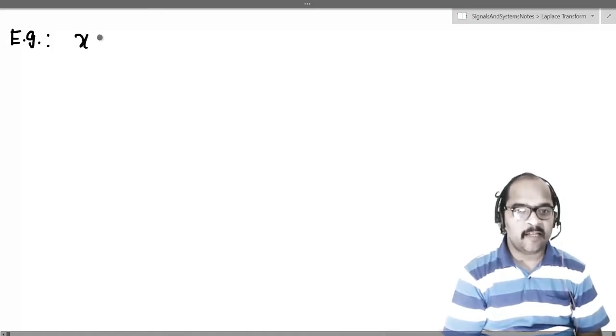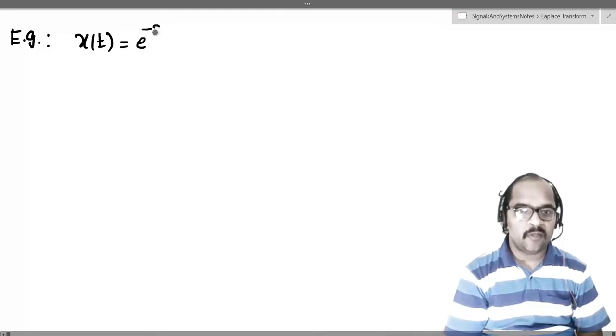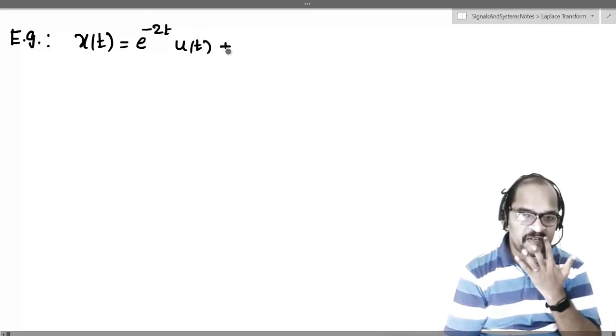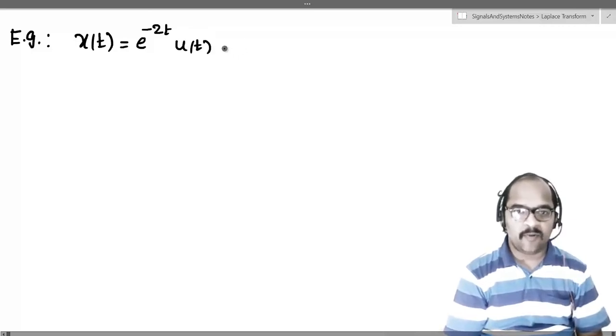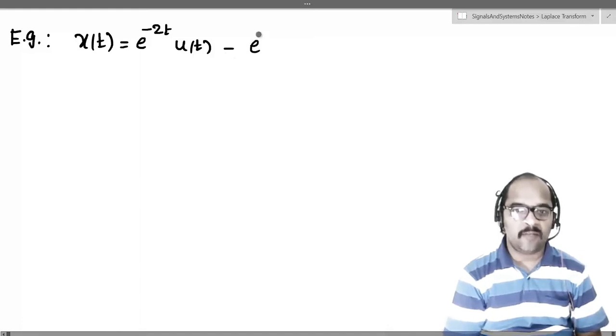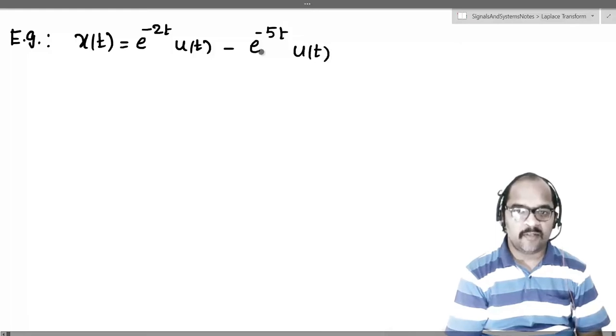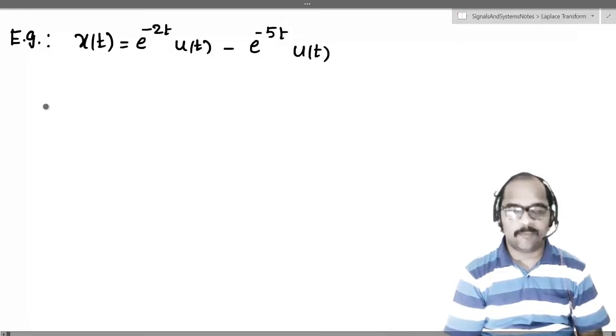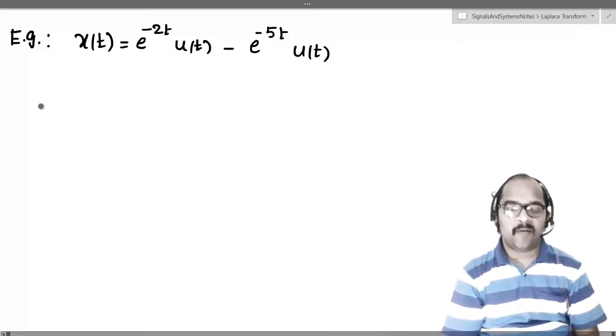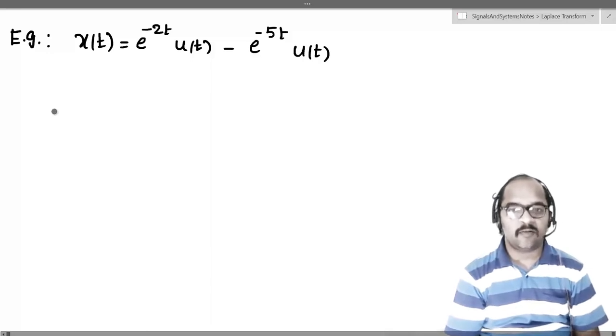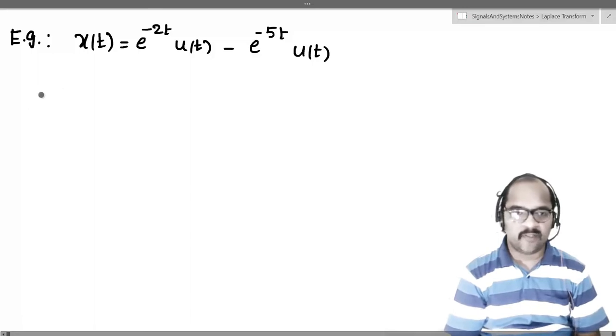Okay, so let us take the first example to be x of t equal to e power minus 2t u of t minus e power minus 5t u of t. So we'll take that as the first example. We want to find the Laplace transform of this signal and also find the region of convergence. Let us plot the region of convergence also.